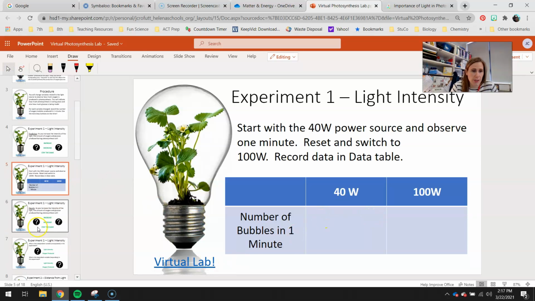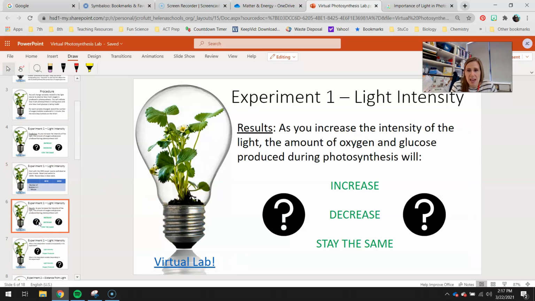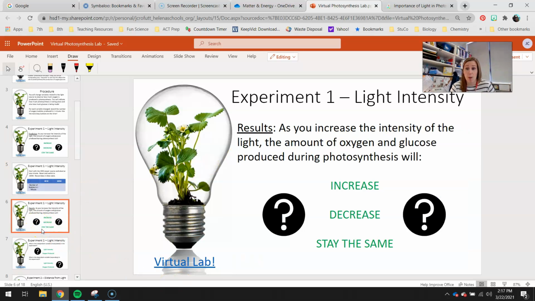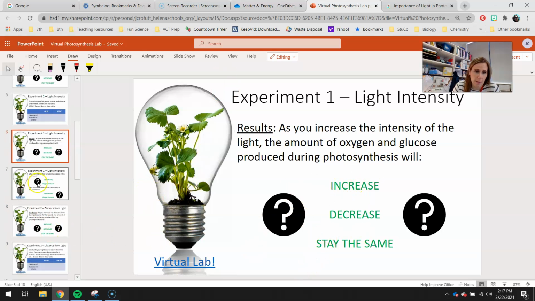And then you guys are going to review your results. As you increase the intensity of the light, the amount of oxygen and glucose produced during photosynthesis will... So look back at your data. Were you guys right in your prediction? Look at the numbers that you just came up with in this experiment. So go ahead and circle increase, decrease, or stay the same.